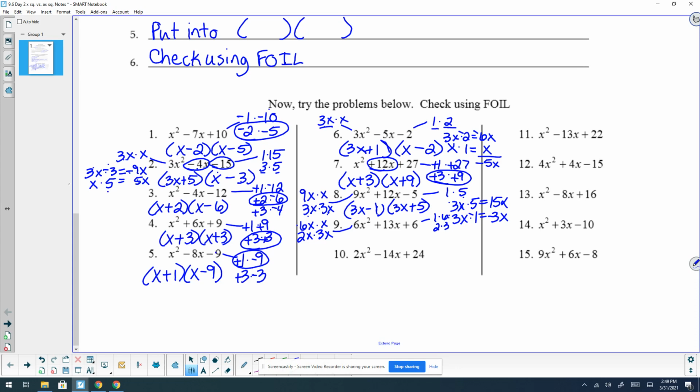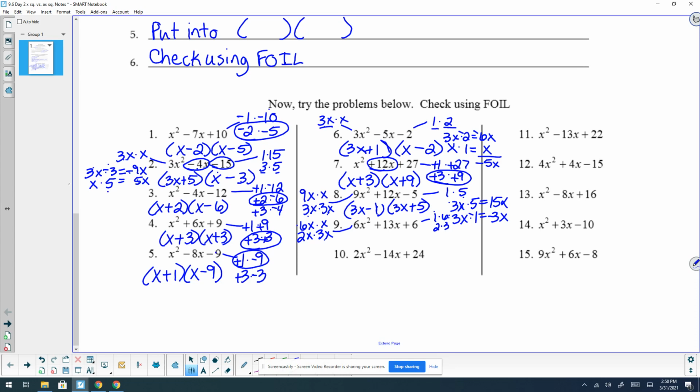If I do 6 times 2, I end up at 12x. And then 3x times 1 would be 3x. Well, 12x plus 3x would get 15x. So that's not going to work for me. So the 1 times 6 situation is kind of out the window here.